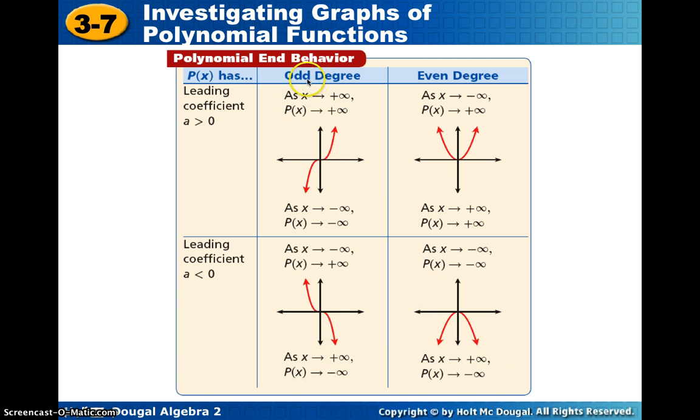And then we have an odd degree versus even degree. Odd degree means that the arrows are going to face different ways. Here, one arrow starts down and the other arrow ends up. And here, the function starts high and then ends low. So the odd degree are opposite ways, whereas even degree, both arrows go up or both arrows go down.